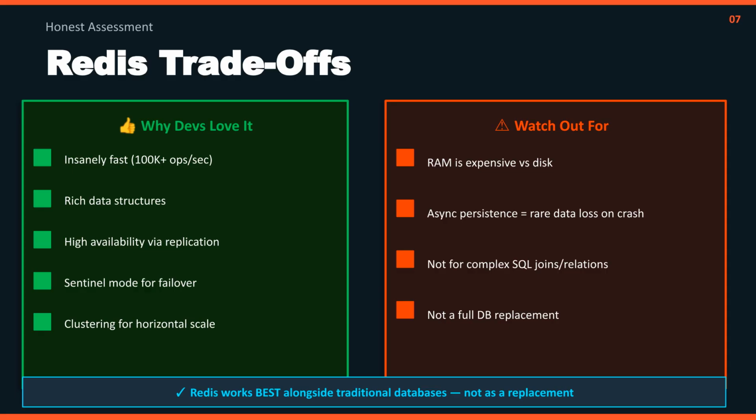But there are downsides too. RAM is expensive compared to disk storage. Also, Redis persistence is often asynchronous, which means in rare crash situations, you could lose some recent writes. And Redis is not designed for complex relational queries like SQL joins. So Redis is not a replacement for traditional databases. Instead, it works best together with them.